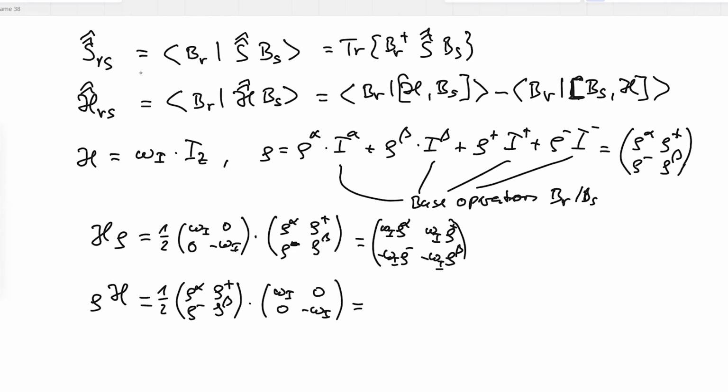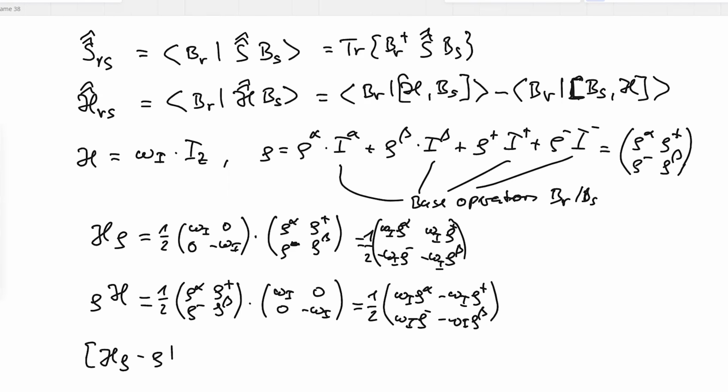And what we get here is now, oh, I forgot the 1/2 up here. So here it's 1/2, and then we have omega I rho alpha and minus omega I rho plus. Then we have omega I rho minus and minus omega I rho beta. Now if we calculate H rho minus rho H, then this is simply 0.